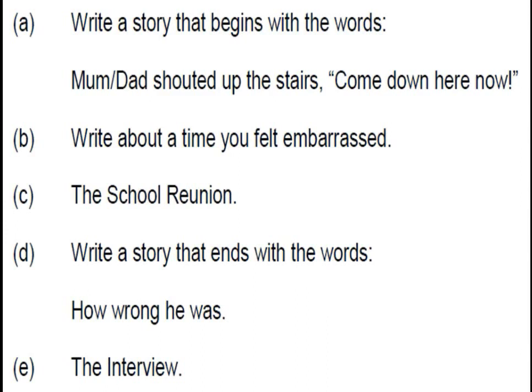So here are your controlled assessment titles. These are a rough guide, but you should write a story close to one of these. A, write a story that begins with the words "Mum and Dad shouted up the stairs, come down here now." B, write about a time you felt embarrassed. C, the school reunion. D, write a story that ends with the words "how wrong he was."